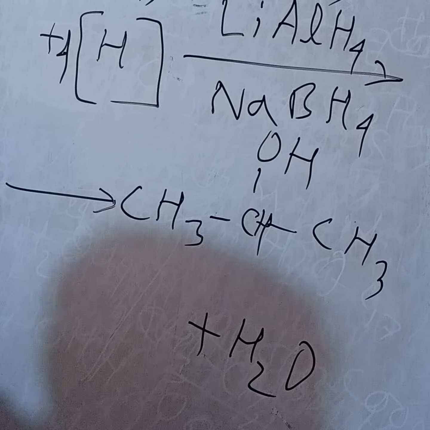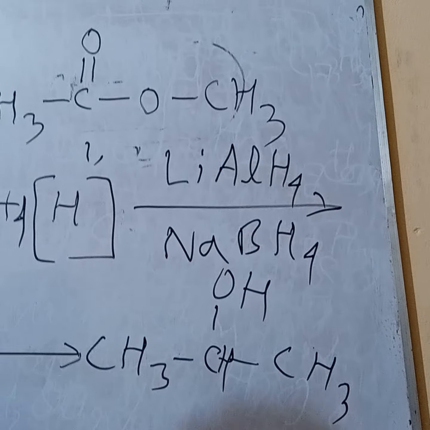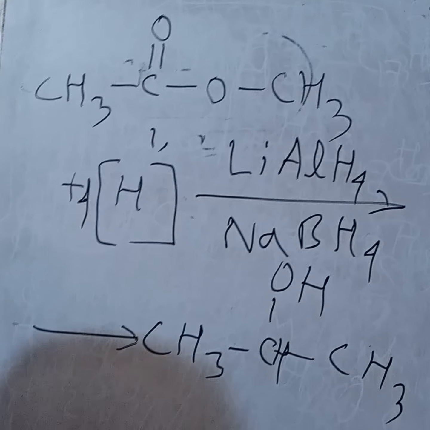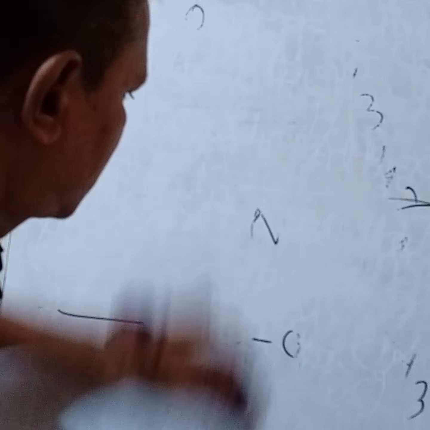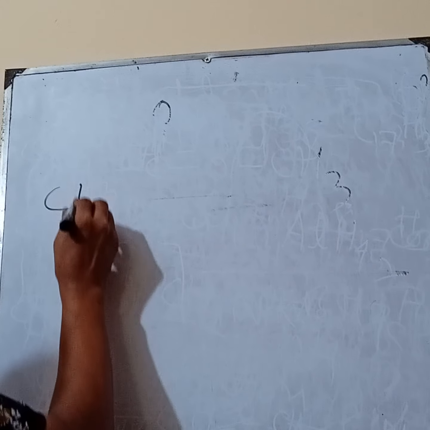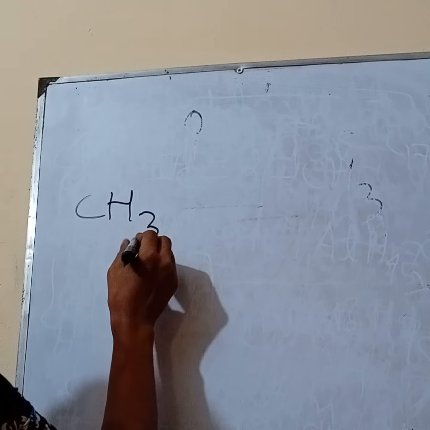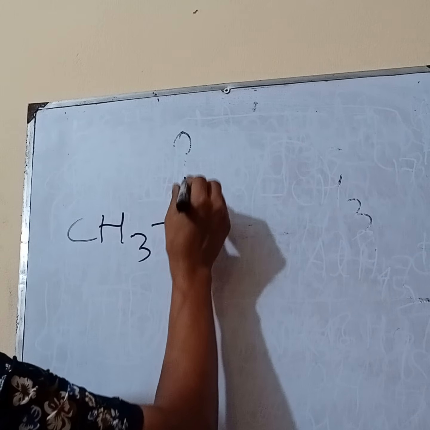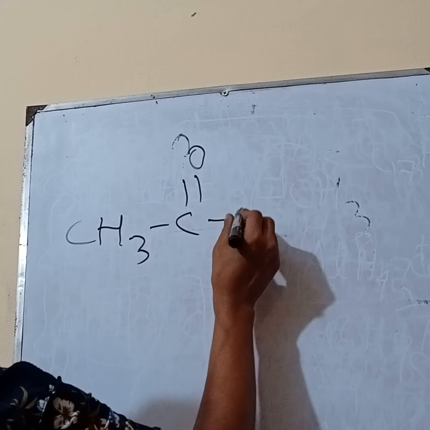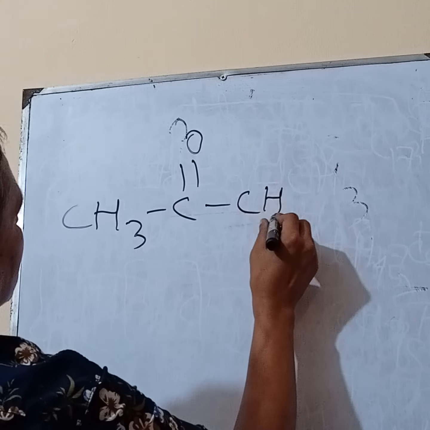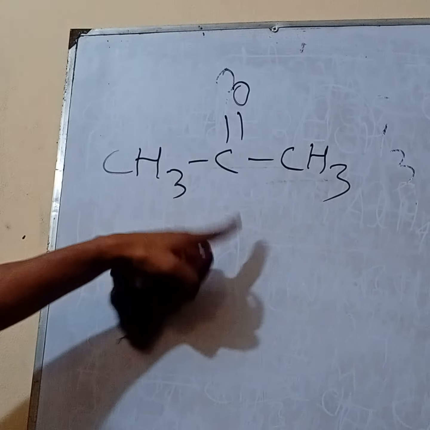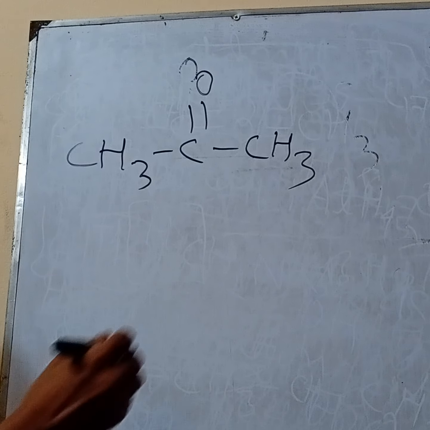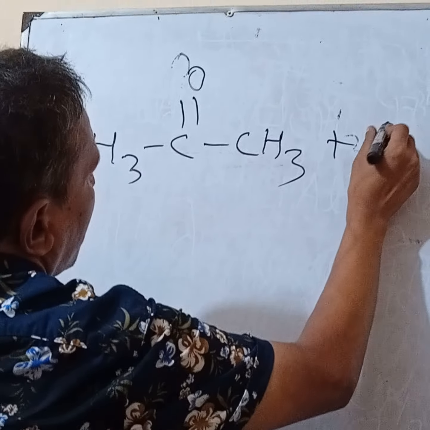If oxygen is used, it is an oxidation reaction. If hydrogen is used, it is a reduction reaction. And then I am just writing ketone. It's ketone, dimethyl ketone. Then add hydrogen.